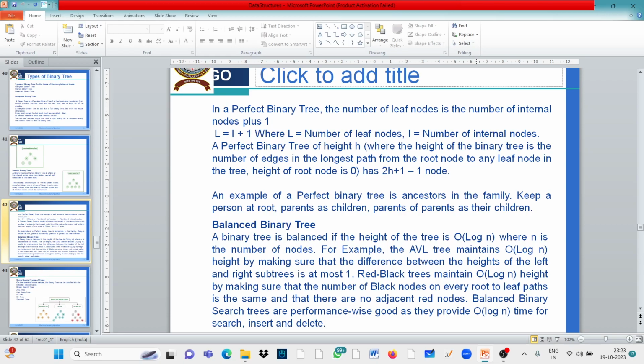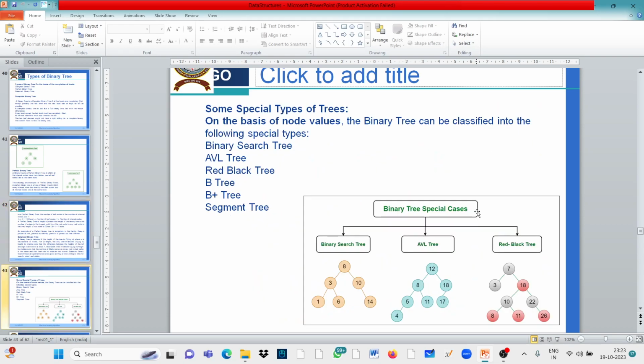Remember that. Similarly, the red black tree maintains order of log n height by making sure that the number of black nodes on every root is the same, whether we go to the left or the right. We will study this in detail. Balanced binary search trees are good performance wise, as they provide order of log n time for search, insert and delete. We will study the AVL tree as well as the red black tree in detail.